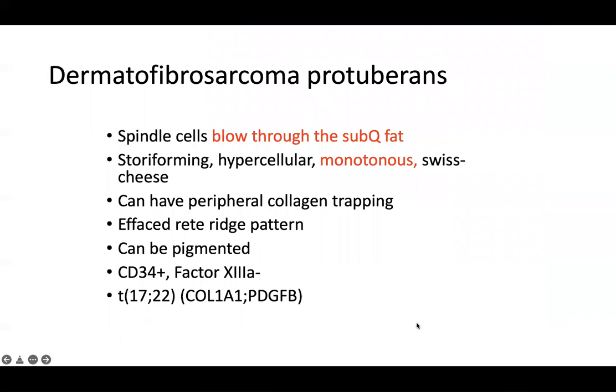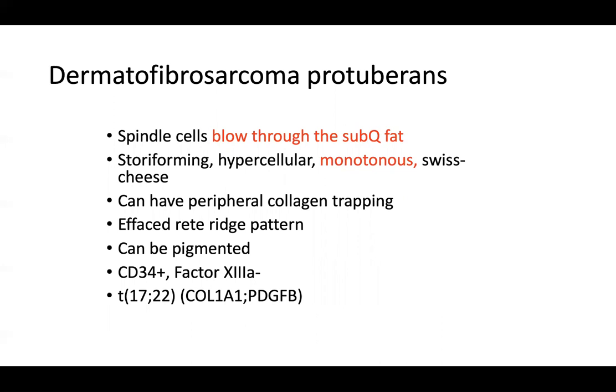To get back to some of the descriptors here, you saw the spindle cells blowing through the subcutaneous fat. You saw the monotonous storiform hypercellular proliferative appearance, and it left behind this Swiss cheese-like or honeycomb-like architecture to the subcutis. You can see peripheral collagen trapping still, because at the end of the day, it still is a fibrohistiocytic process. The overlying epidermis is effaced with the rete ridges flattened on top. That is contrasted to a regular dermatofibroma, where the rete ridges are not only preserved but even acanthotic.